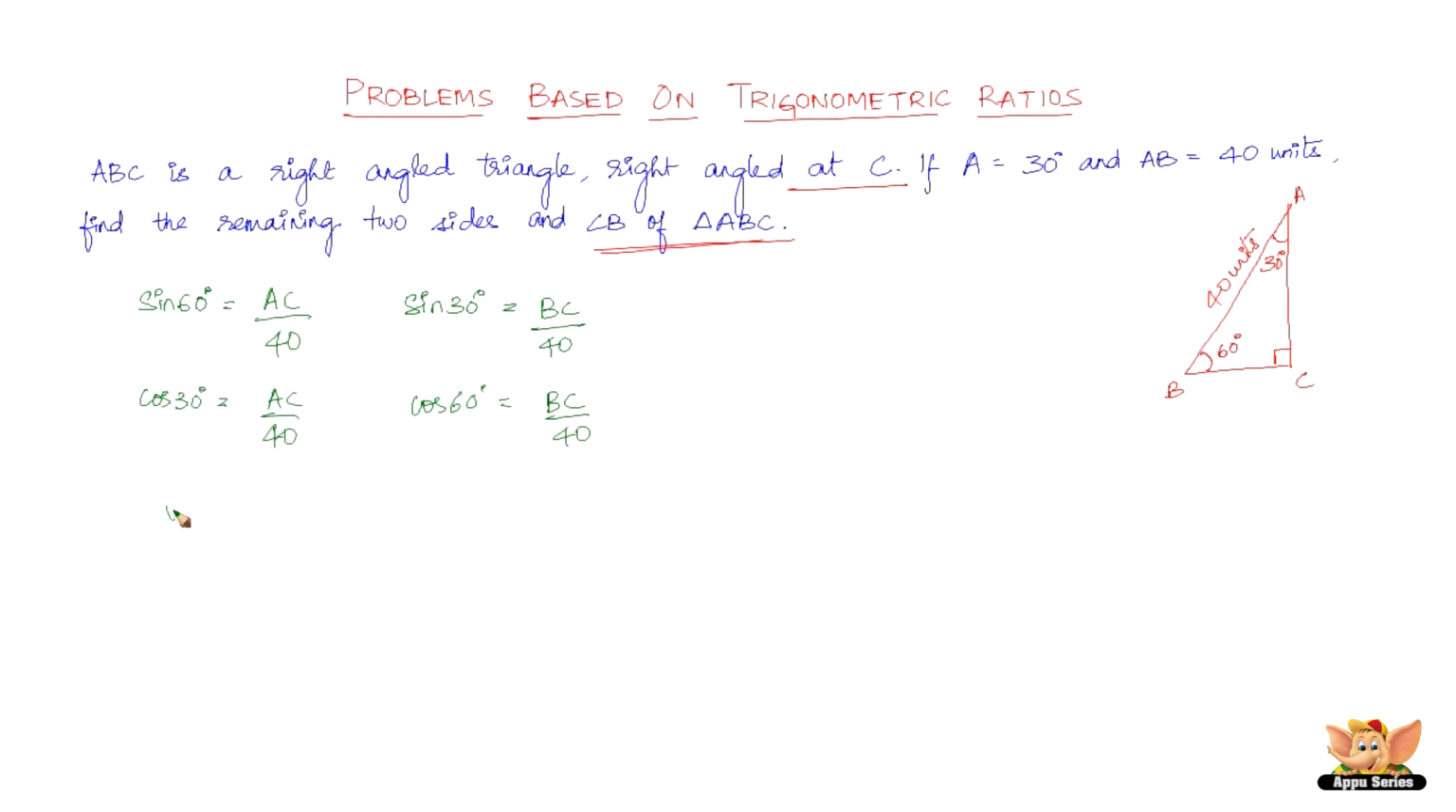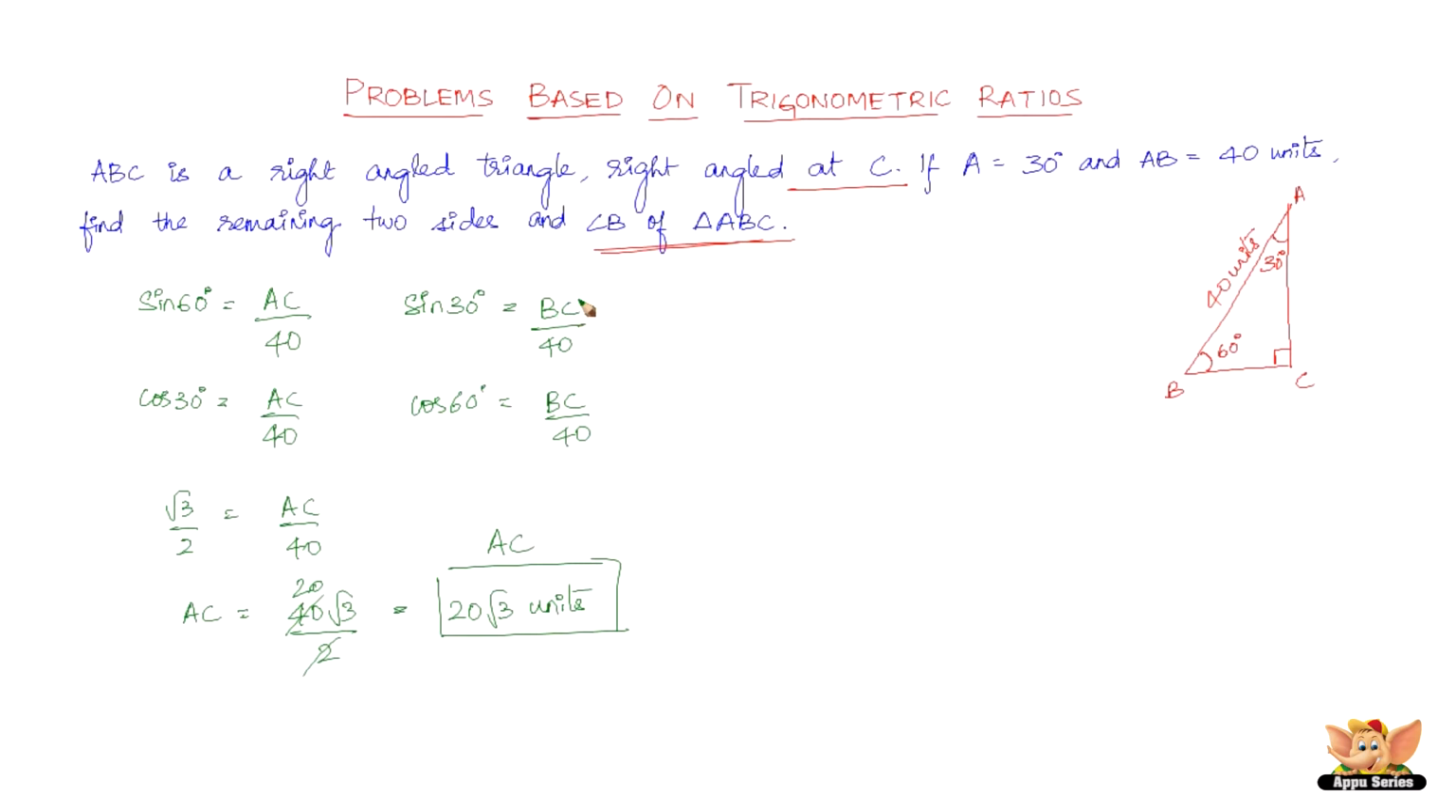Sine 60 is root 3 by 2. Root 3 by 2 equals AC divided by 40. So now AC equals 40 root 3 by 2. Two goes 20 times in 40. So we have AC equals 20 root 3 units. So this is AC for you.